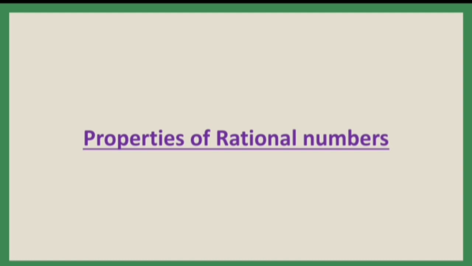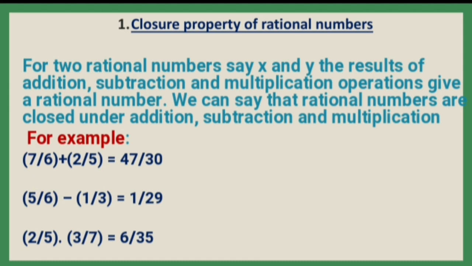Next, let us move on to the properties of rational numbers. What properties are there for rational numbers? That is what we are going to learn now. The first property is the closure property of rational numbers. These properties apply to rational numbers.